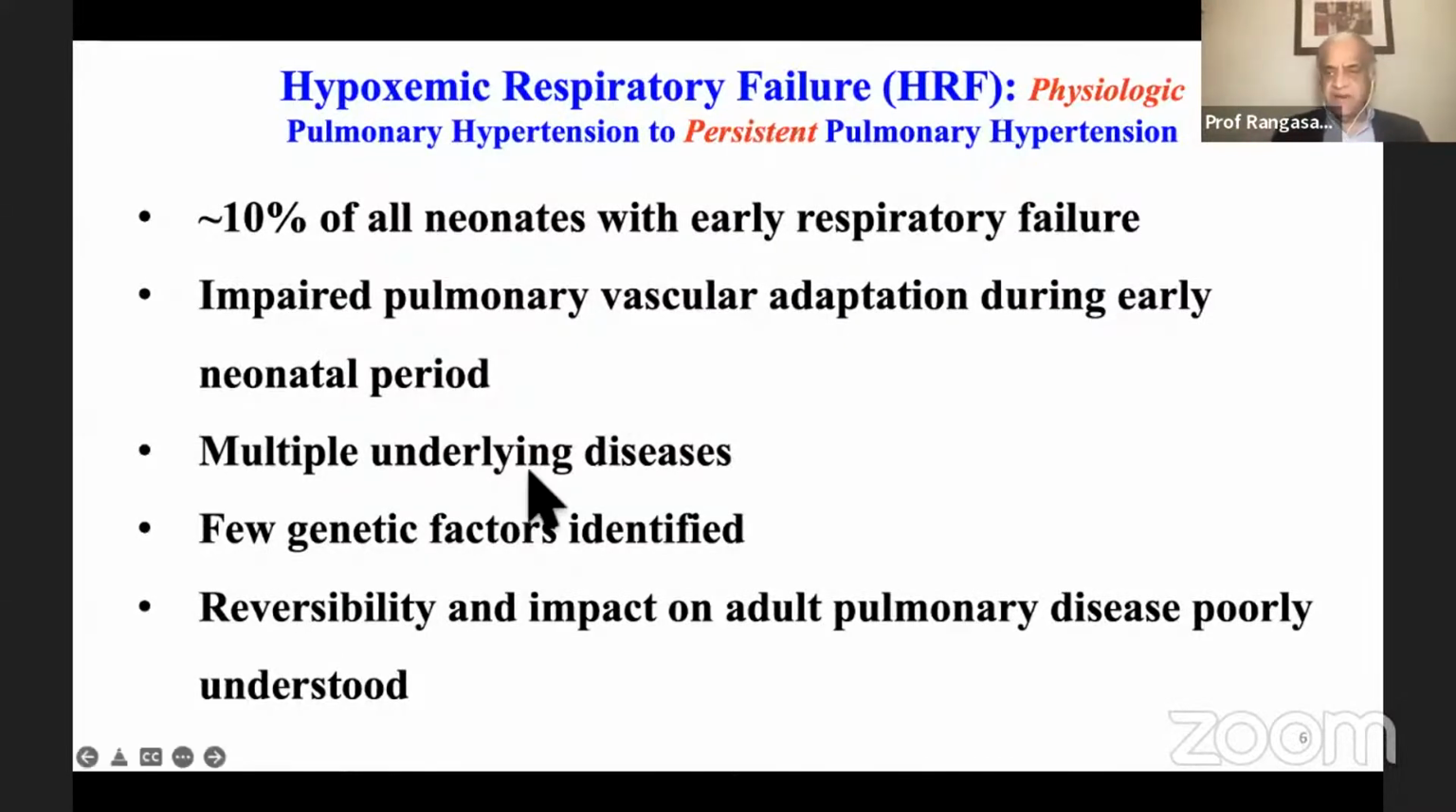And there are some genetic factors, corticotropin releasing factor mutations. Reversibility, and we don't know the impact on adult pulmonary disease in a baby who had pulmonary hypertension as a newborn. Are they at high risk for development of pulmonary hypertension as an adult or even as an adolescent? We don't know. We don't have much data on that.